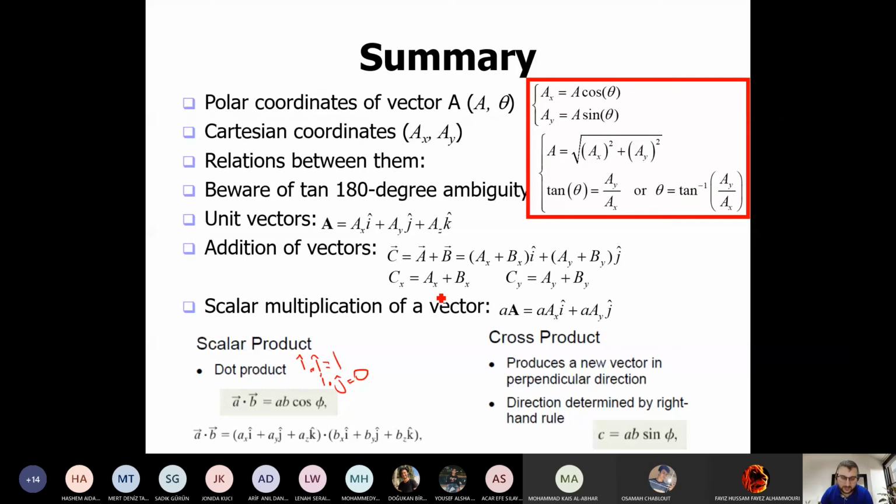But for the cross product, it is different. You use ab sine phi, and for the cross product, i cross i is 0, but i cross j is k hat. So their rules are different.